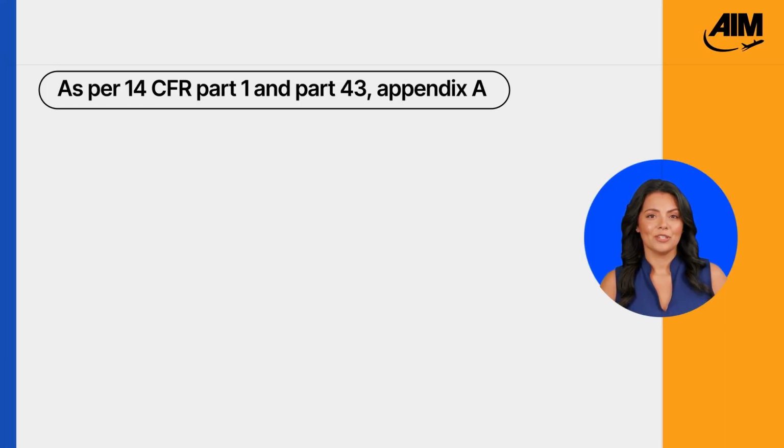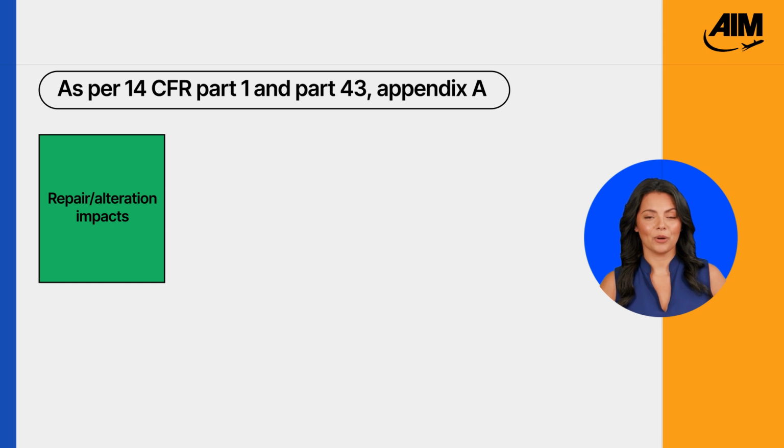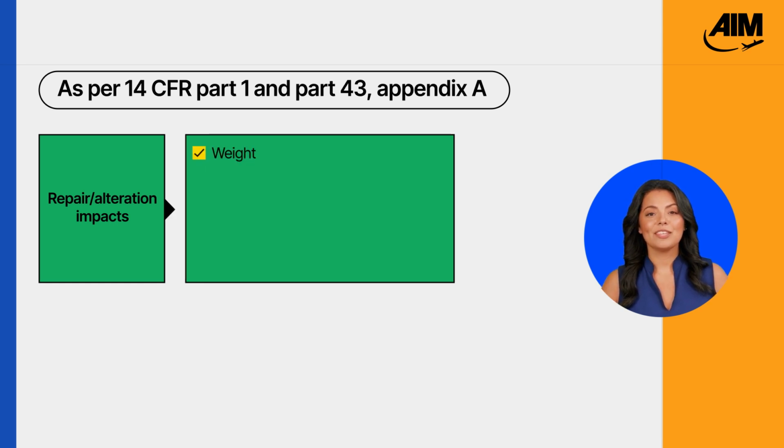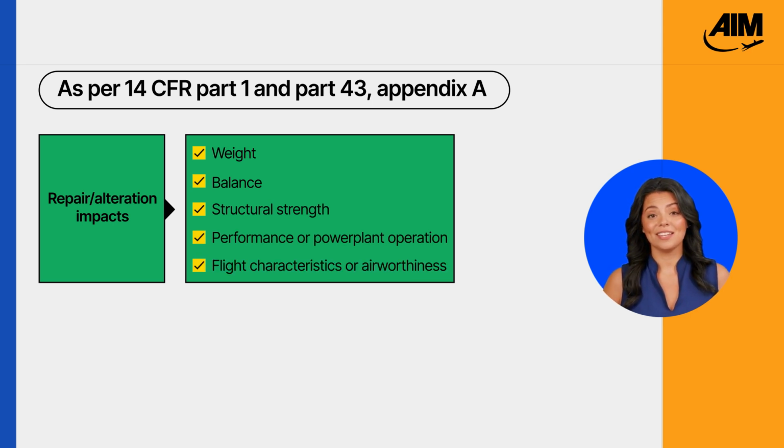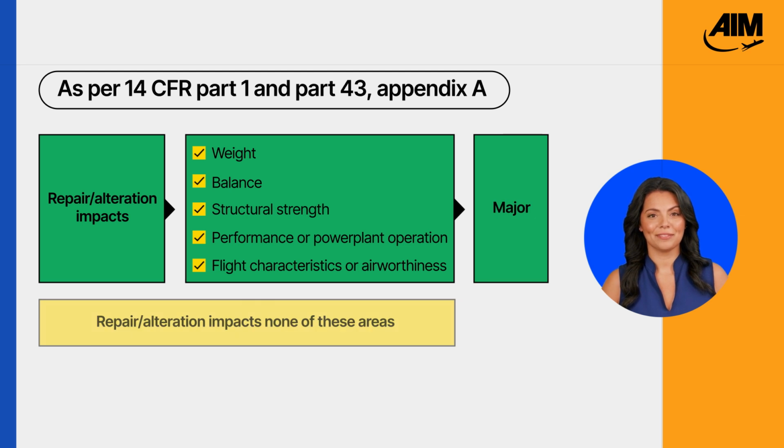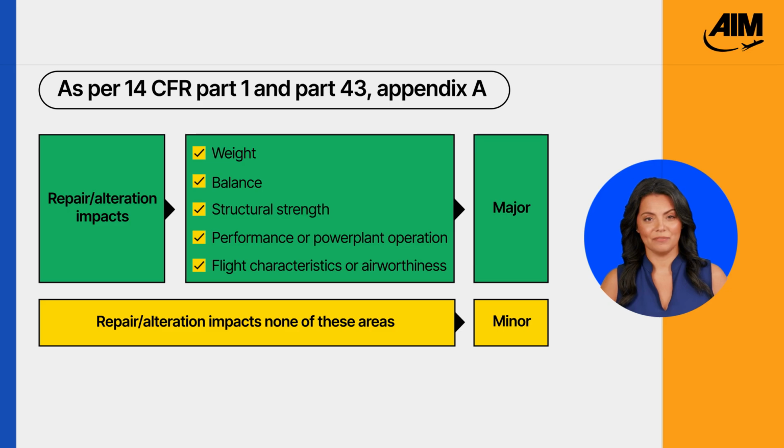Let's start with the official definitions. These definitions come from FAA regulations found in 14 CFR Part 1 and Part 43, Appendix A. A major repair or major alteration is one that affects weight, balance, structural strength, performance or power plant operation, or flight characteristics or airworthiness. If a repair or alteration does not impact these areas, it's considered minor.